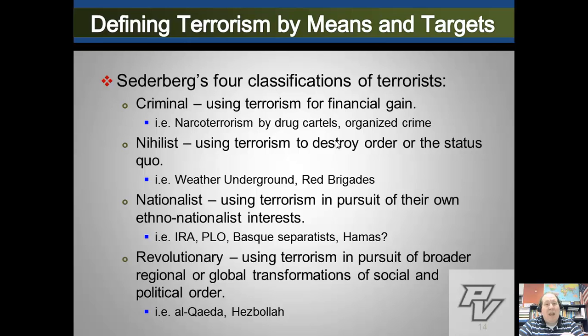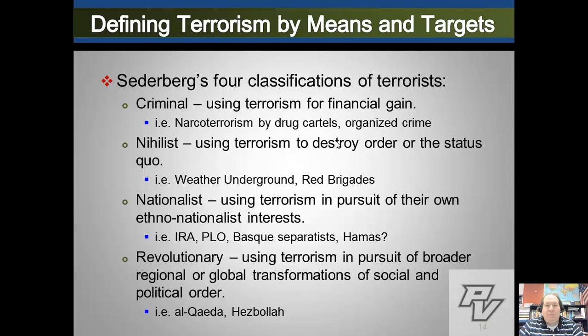Then there's nihilist terrorism. This is using terrorism to destroy the order of the status quo, to try and create chaos for chaos's sake. Groups like the Weather Underground, which was active in the United States in the 1960s and 70s, are a great example of nihilist terrorism. We don't see a lot of it anymore because of what we'll see later on with nationalist and revolutionary terrorism.